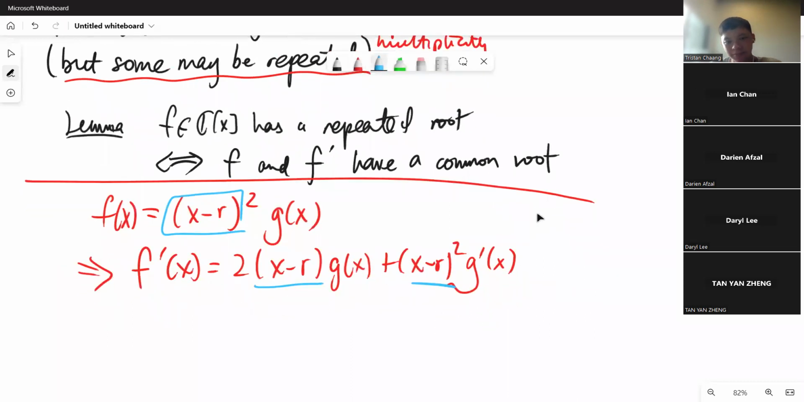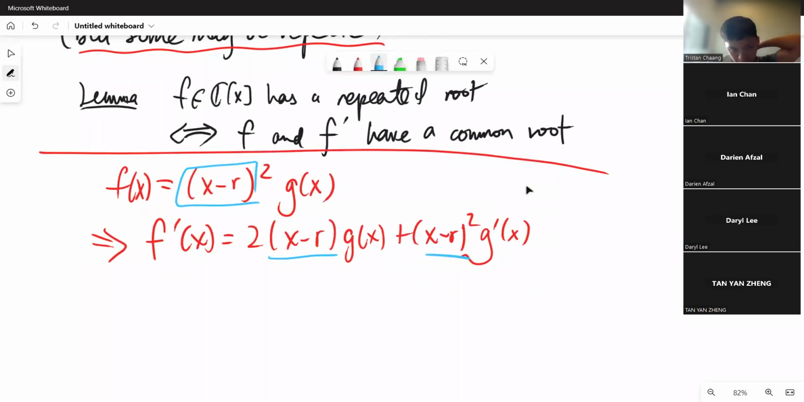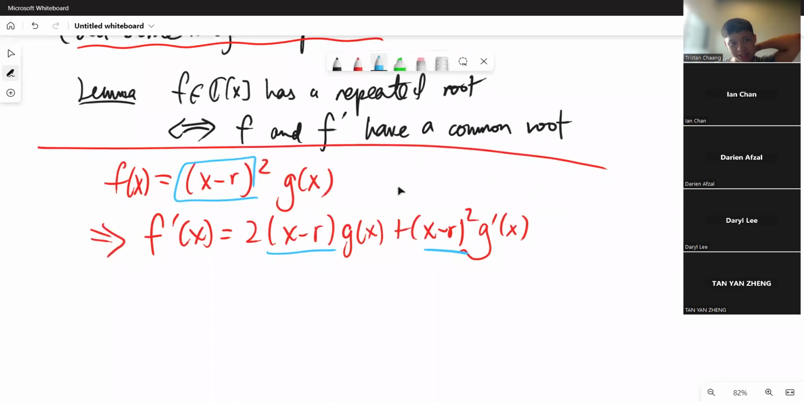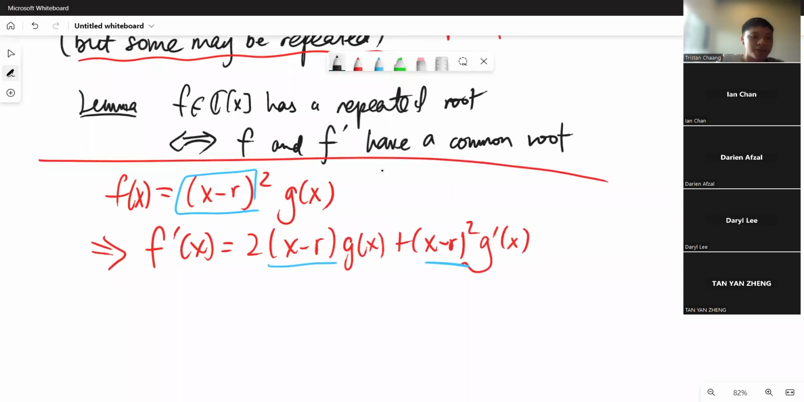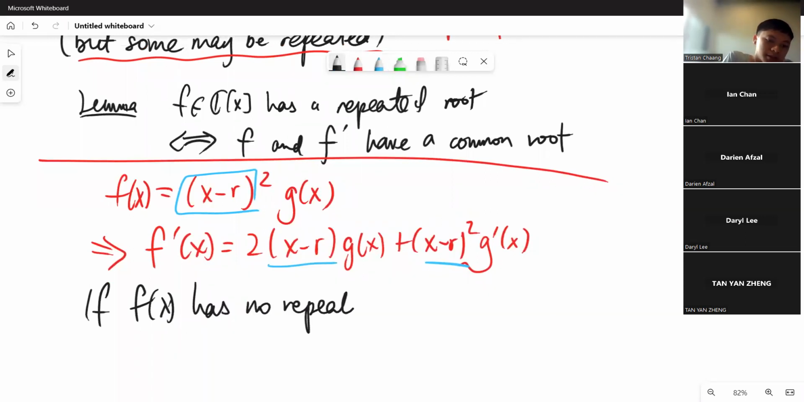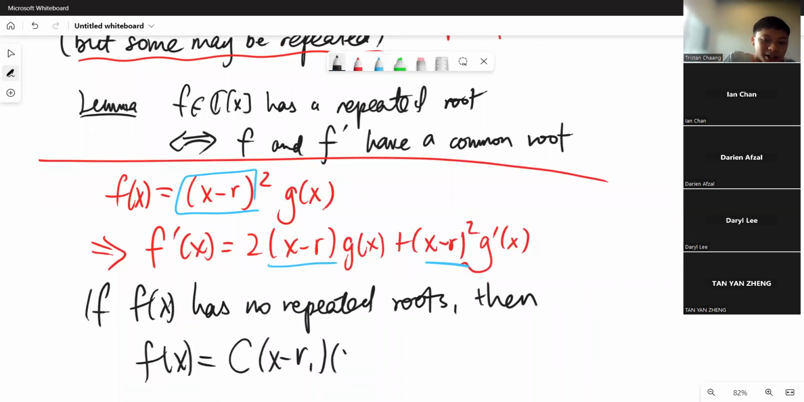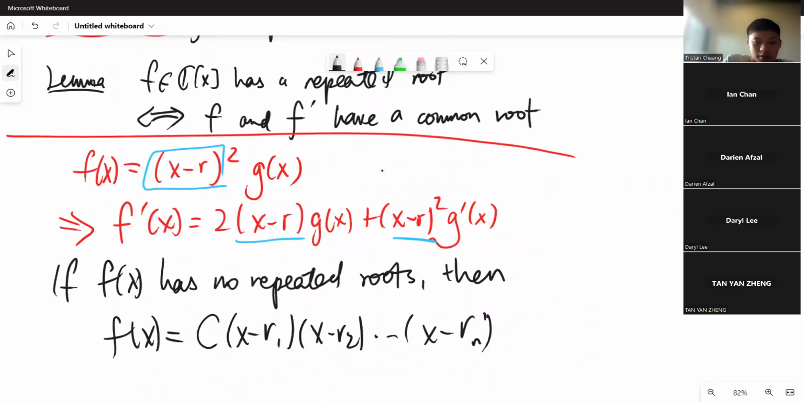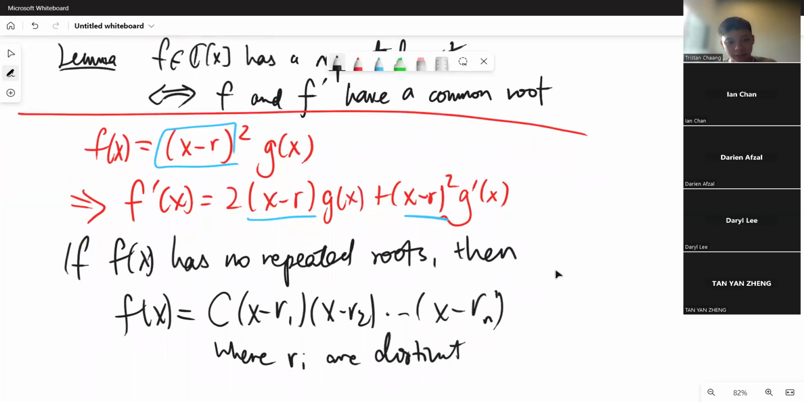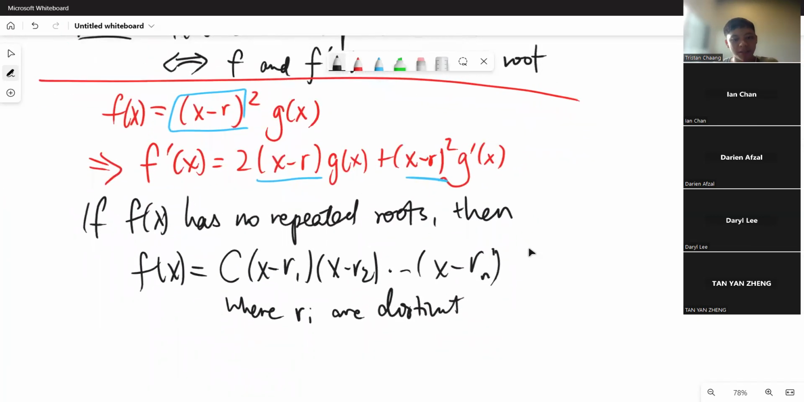The backwards direction is a little bit harder, but I think it's still understandable. So instead of proving the other direction, I'll just prove the contrapositive. So if f(x) has no repeated roots, then f(x) equals a constant times (x minus r1)(x minus r2) and so on up to (x minus rn), where the ri are all distinct.